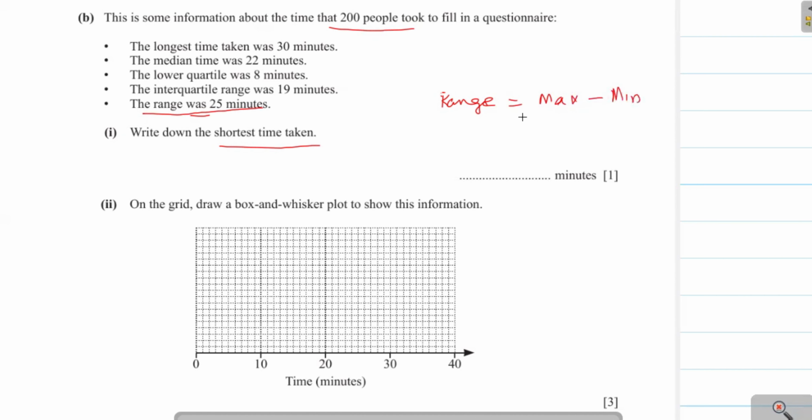The maximum range here is 25. And the maximum value here is the longest time, which is 30 minutes. Therefore, we write the minimum is 30 minus the range, and this minimum value will be equal to 30 minus 25. This will be equal to 5 minutes.